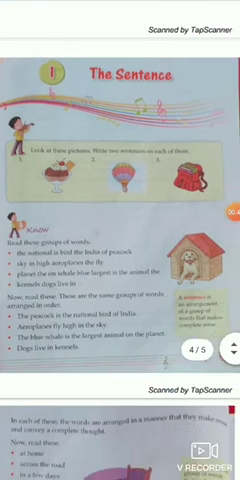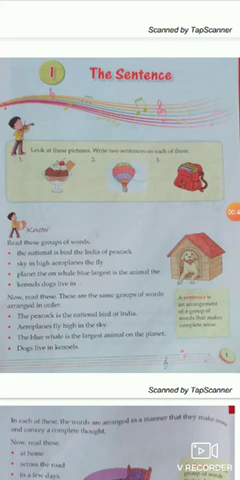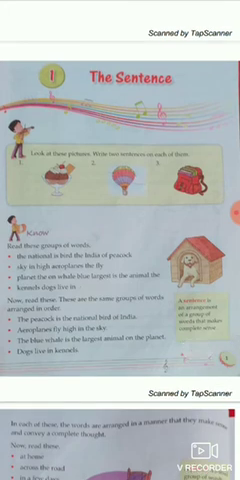Okay, so students, look at these pictures, write 2 sentences on each of them. So students, can you tell me in the first picture, what is this? This is an ice cream. Okay, now second picture. Can you tell me what is that? That is a hot air balloon. Okay, now students, third picture. So tell me what is that? That is my school bag.